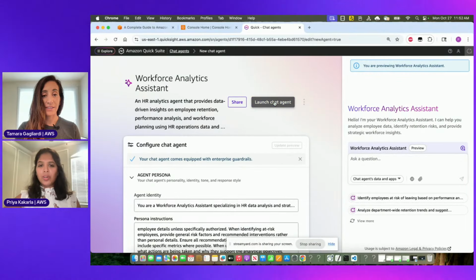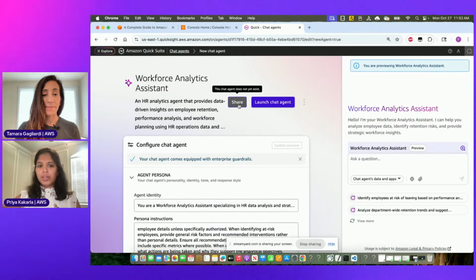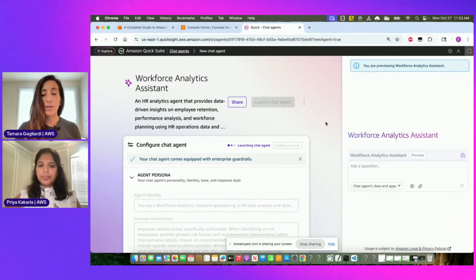I'm going to click on launch chat agent. And before that, maybe I can also share, if you want to share with your organization, your colleagues, you can also share this chat agent as well. Excellent. As a reusable asset.